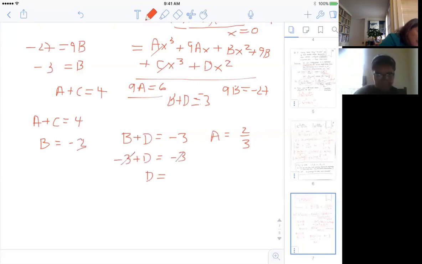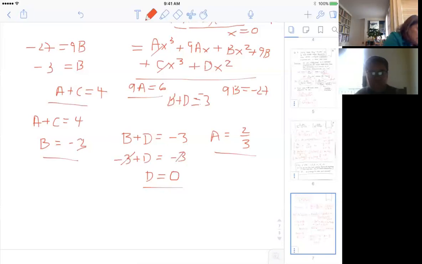Add 3 to both sides. d's got to be 0. That's what I said. See it? So I know that one. I know that one. I know b. The only one I have to find now is c.